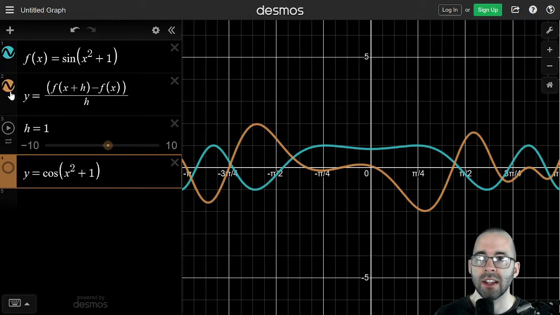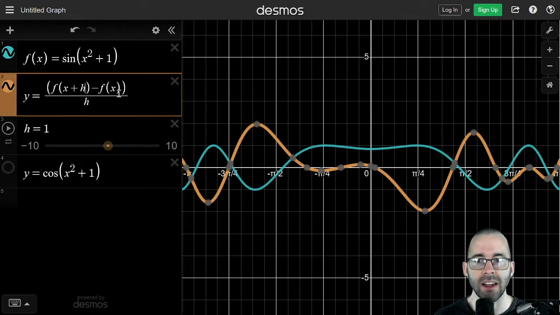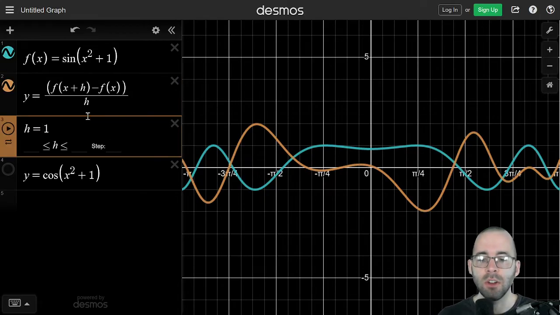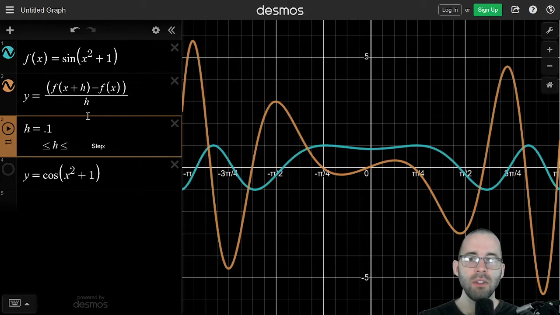Well, let's get an approximation. For small h, the derivative is the limit as h goes to 0. This is just rise over run. Change in the function value divided by the change in the inputs. This is the slope of the secant line between 2 points, and as those 2 points get really close together, as h goes to 0, this should approximate the derivative.